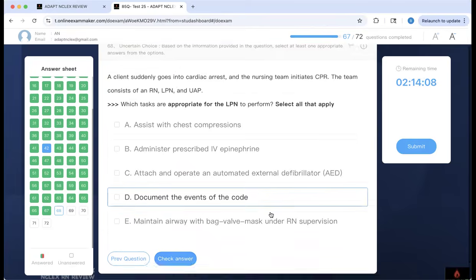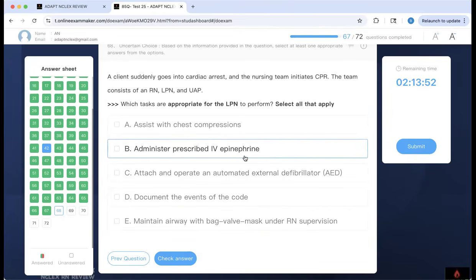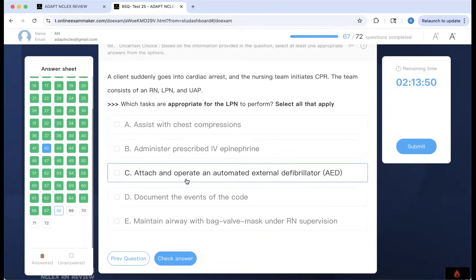We don't want it. The client suddenly goes into cardiac arrest, and the nursing team initiates CPR. The team consists of RN, LPN, UAP. Which task is appropriate for the LPN? Select or apply: assist with chest compression, administer prescribed IV epinephrine, attach and operate AED, document the event of the code, maintain airway with the bag mask under RN supervision.